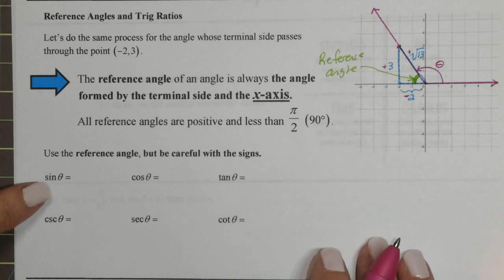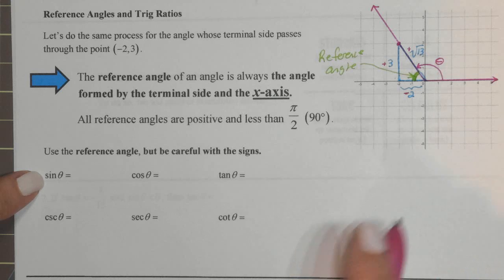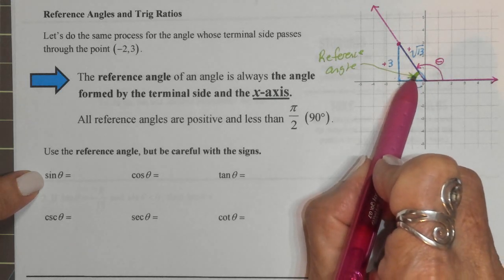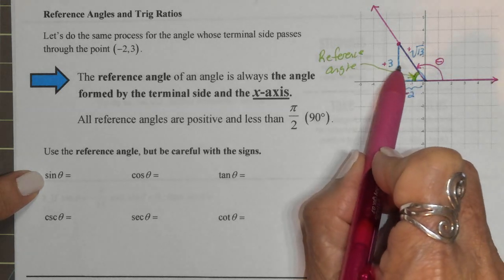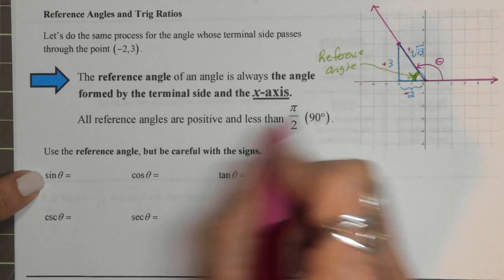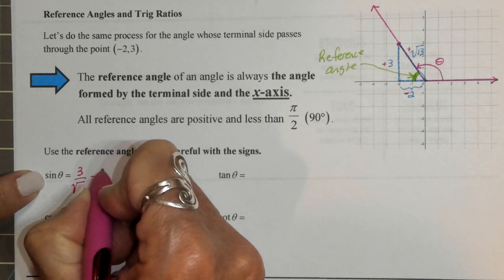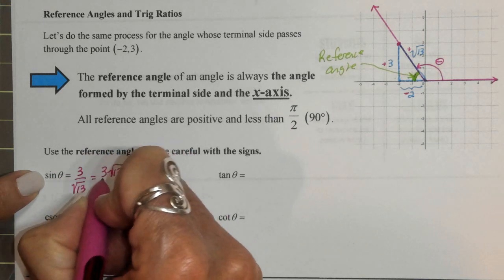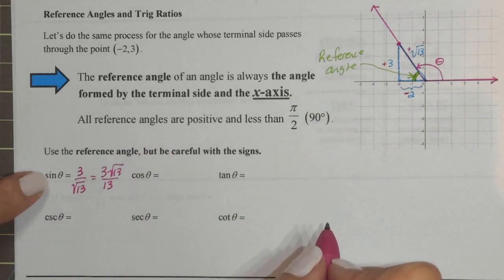Okay, so let's use this and get sine of theta. Sine of theta, we're using the reference angle. Sine is opposite over hypotenuse, 3 over square root of 13. Rationalize, and we get 3 square root of 13 over 13.